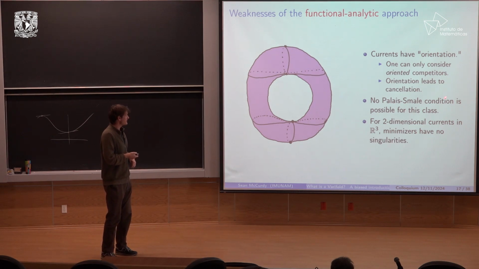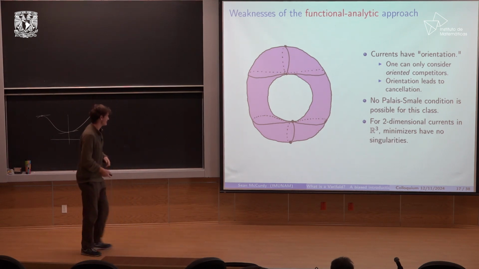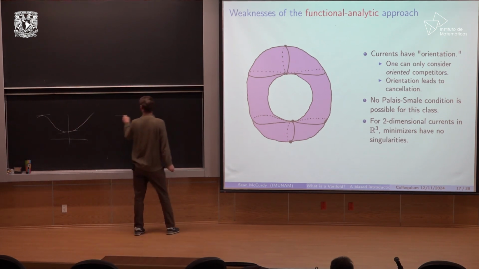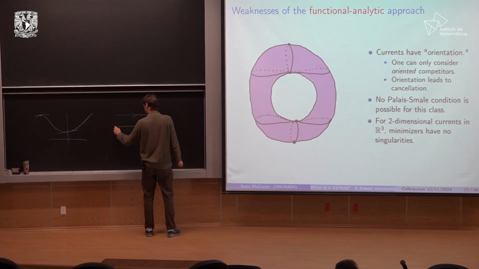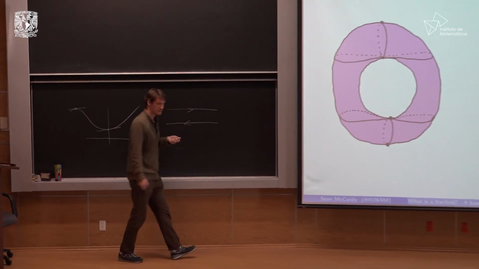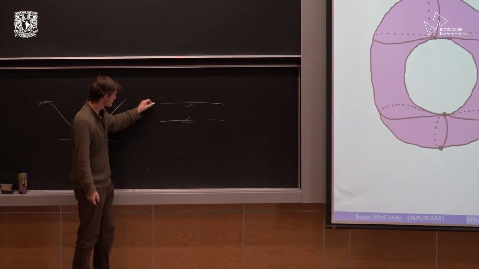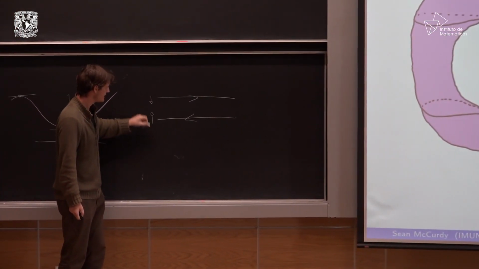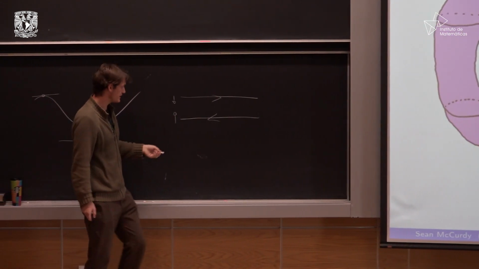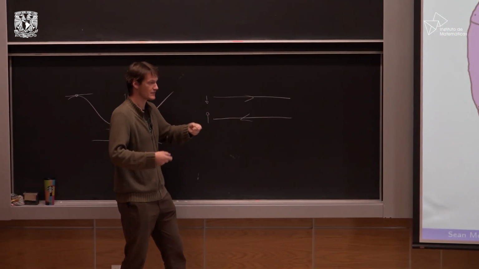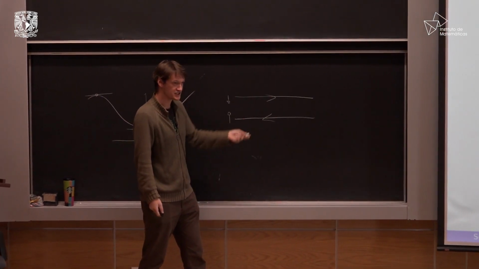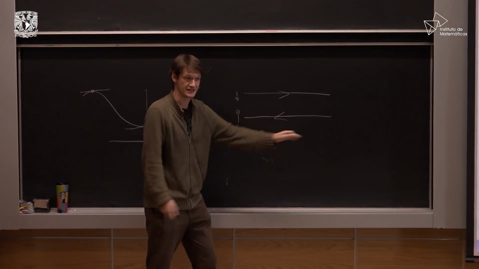But the real problem is that orientation leads to cancellation. If I have two lines and I orient them oppositely, and I go to the limit, I don't get maybe a density 2 line. The orientations cancel each other out and you get nothing, right?